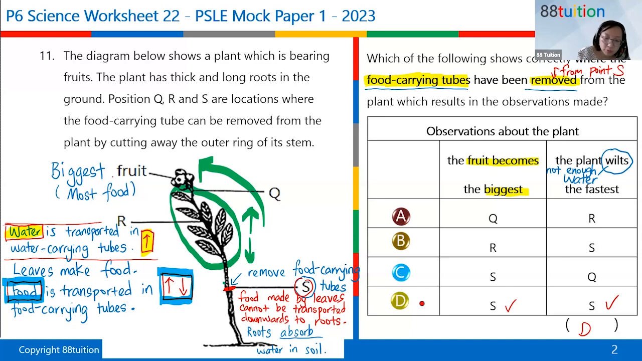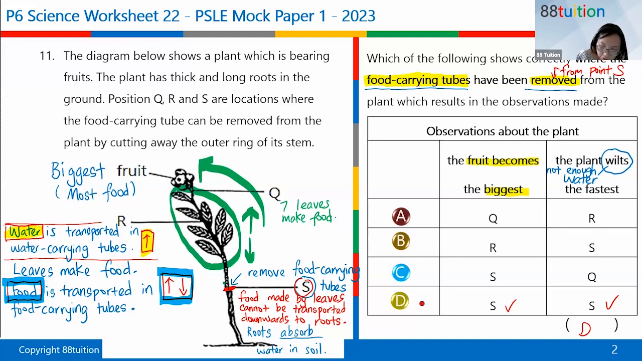All right, then why the fruit becomes bigger is because there are so many leaves. 1, 2, 3, 4, 5, 6, 7. These 7 leaves, maybe I'll write in green. So many leaves, all the 7 leaves make food. And all this food is supposed to be transported up and down. But it cannot go downwards because I removed the food carrying tubes at point S.